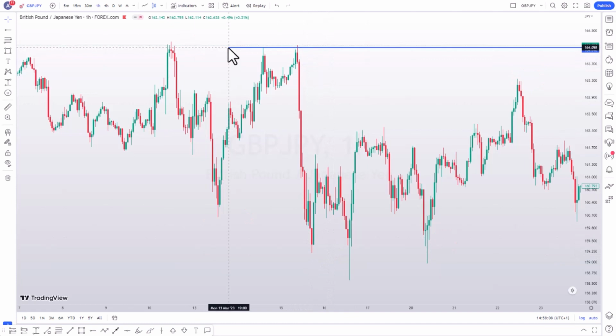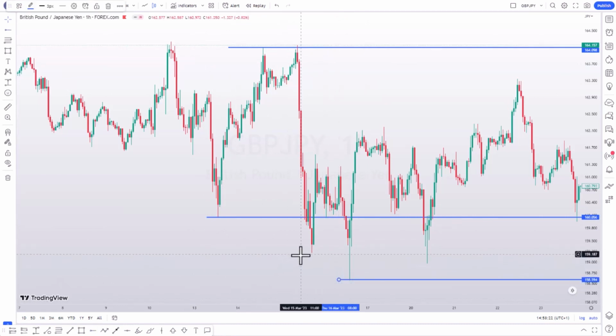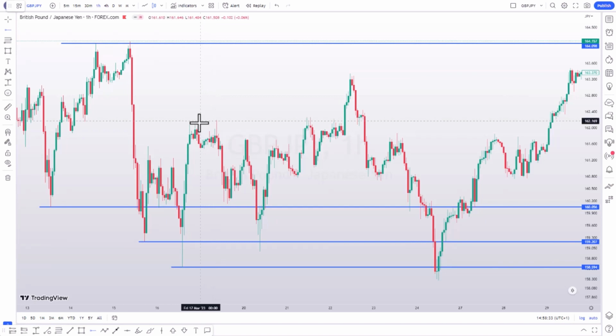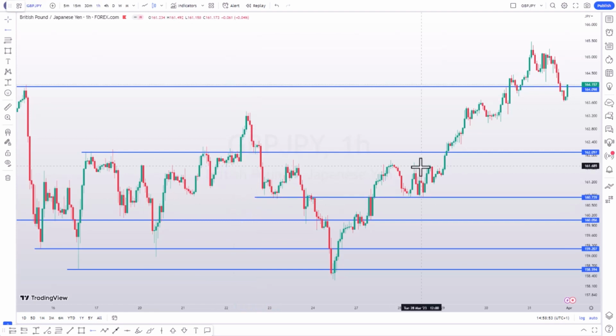Okay, we have our wick here. We have our wick, as you can see, at that level. We have this level, we have our wick. We also have our wick at this level. What next? We have our wick at this level. If you also notice, this is another wick.